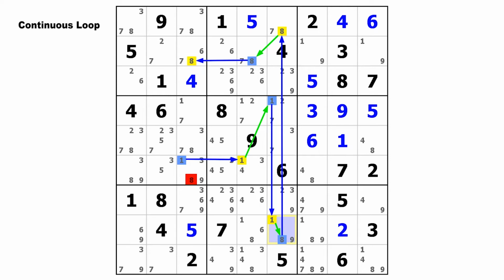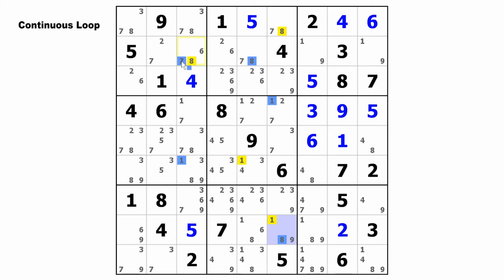So let's get rid of this chain. Because we came into this 8 on a strong link, the next link needs to be weak. So we could go to one of these 8s down here and make a weak link to either one of them, but there's no strong link coming off of either one of those. So that's not going to do us any good.